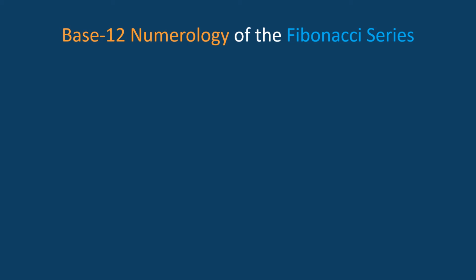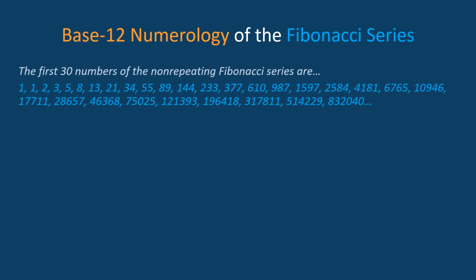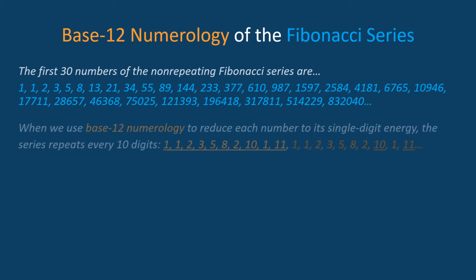Let's now see how base 12 numerology compares with base 10, again for the Fibonacci series as a number sequence, and for the word Fibonacci itself. Once again, starting with the first 30 numbers of the series in blue, we this time reduce each number to its single digit in base 12, rather than base 10.